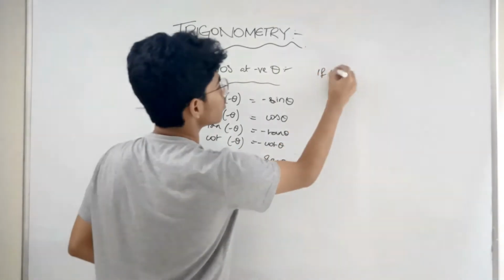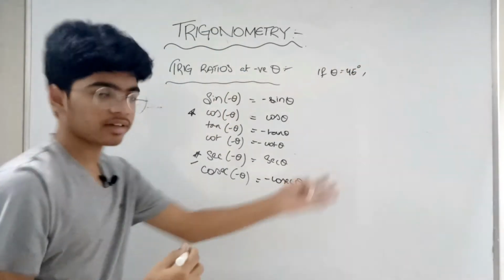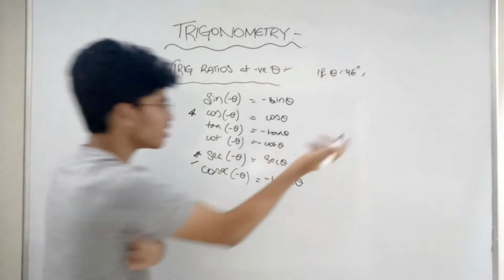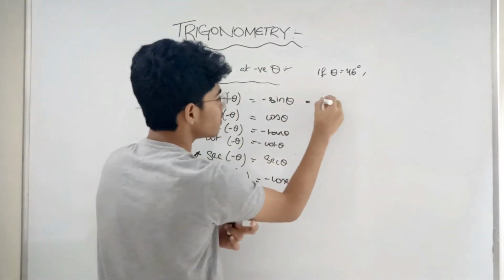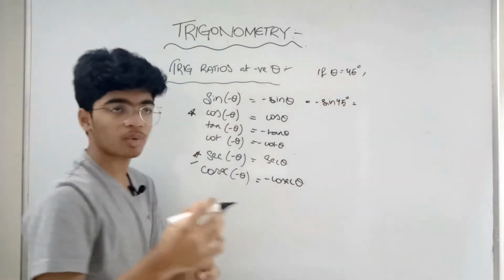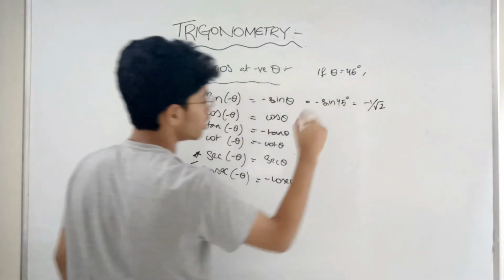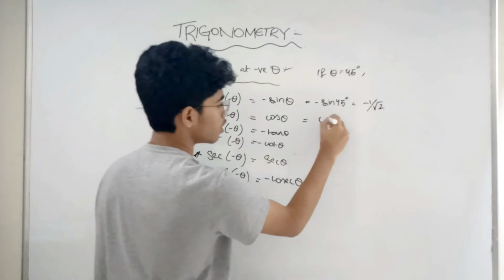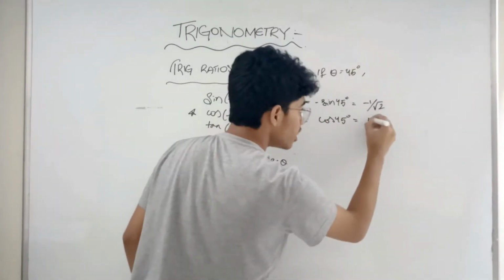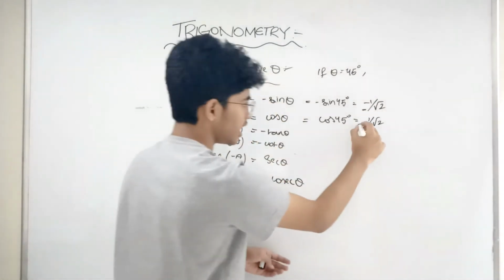So if theta equals, say, 45 degrees, we know the values of sine 45, cos 45, tan 45. Negative sine 45: sine 45 is 1 by root 2, so this will become negative 1 by root 2. Cos 45 is the same as sine 45, that is equal to 1 by root 2. See, the only difference is the negative value.